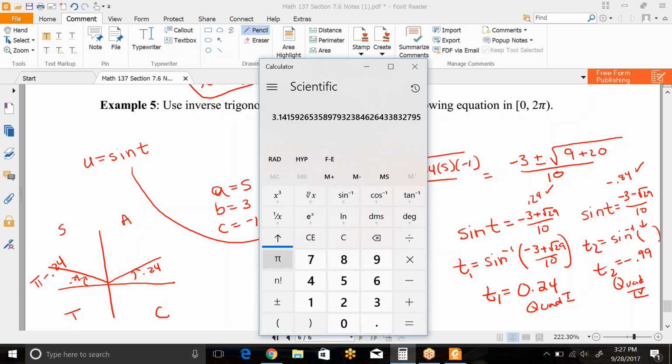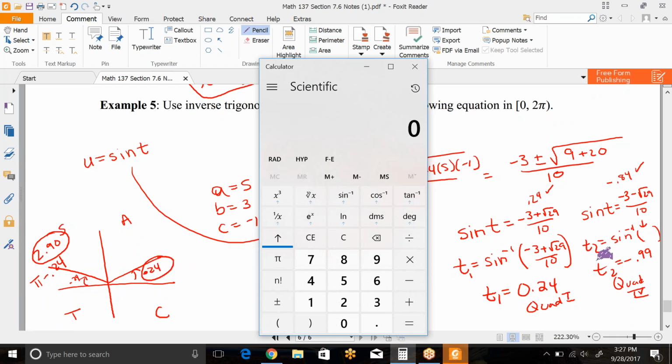So pi minus 0.24 is 2.90. So 2.90, that's an answer. And 0.24 is an answer too, because that is measuring from 0.